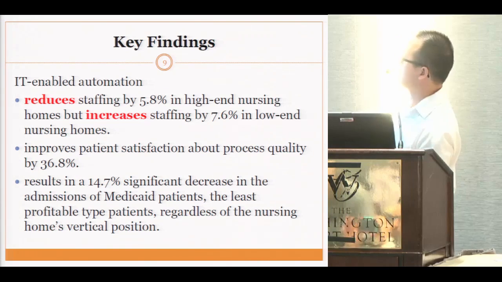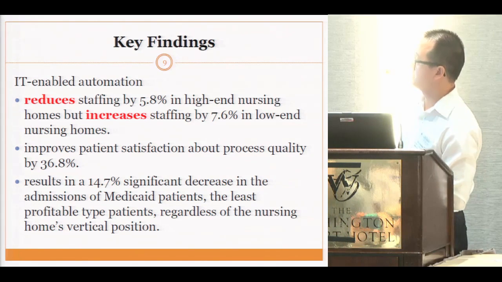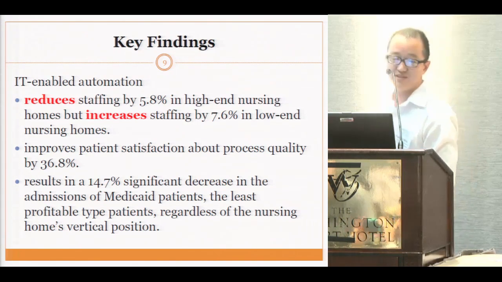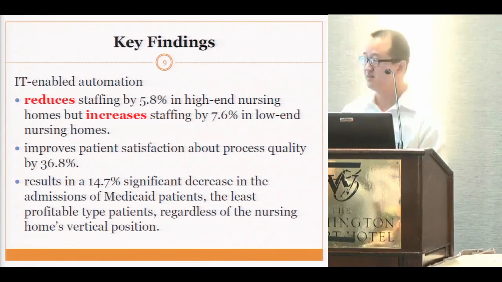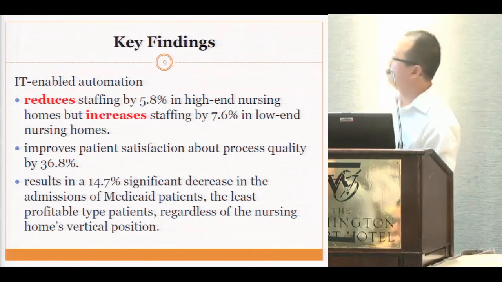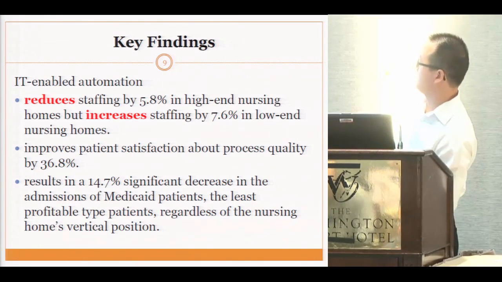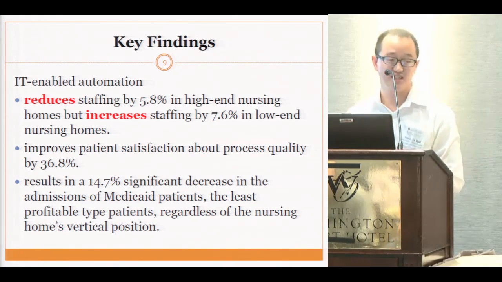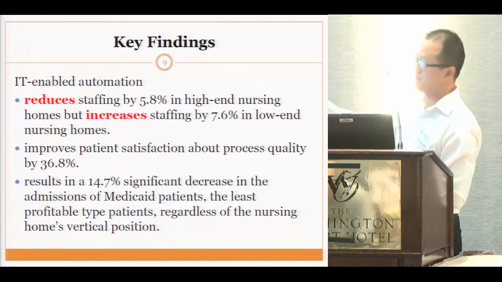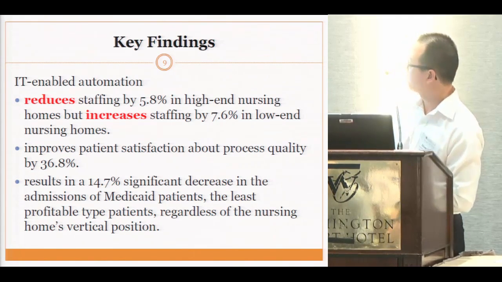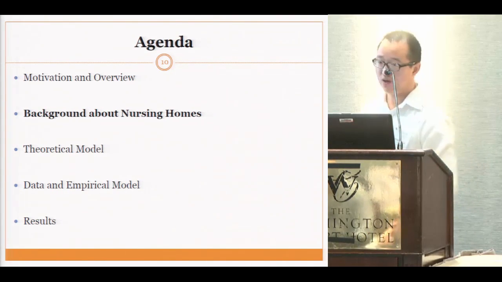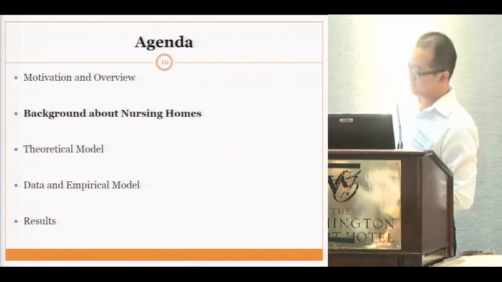We also find that IT-enabled automation improved patient satisfaction by almost 37%. Finally, we find that there's about 15% significant decrease in admission of the Medicaid patients. I'll explain more about this part later. So that's the brief overview of our finding. Now we'll get more into the details.